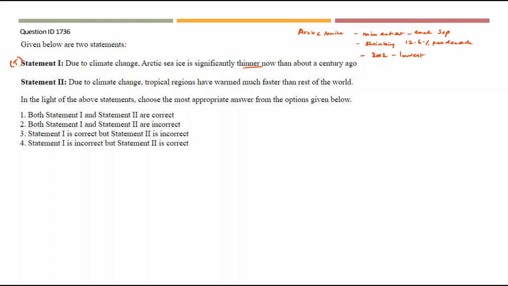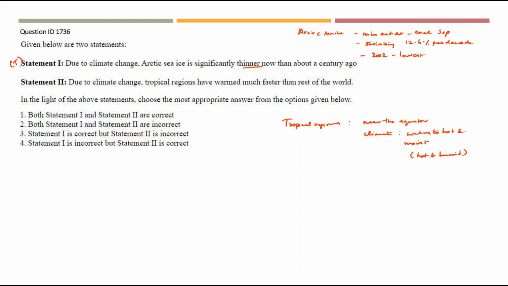Due to climate change, tropical regions have warmed much faster than the rest of the world. So what are tropical regions? They are the places near the equator, that is in the middle of the globe. The climate is warm to hot and it is moist all year around. Throughout the year, the temperature remains relatively constant, that is in warm to hot stage, and the sunlight is intense only. Though it is hot, it has humidity too. That's why we use the term moist here.